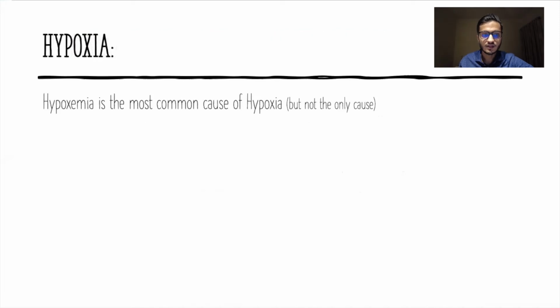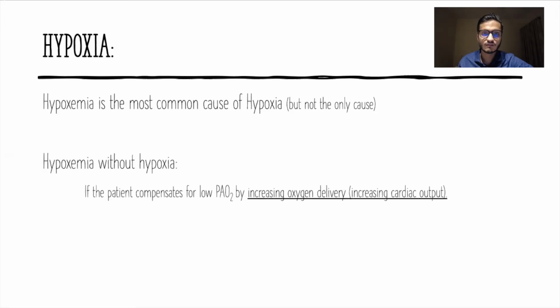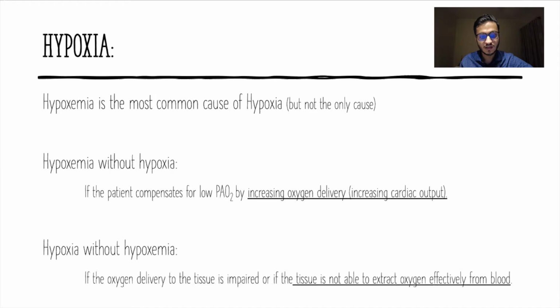Talking about hypoxia, as I've already said, hypoxemia is the most common cause of hypoxia, even though it is not the only cause of hypoxia. Because there are cases in which you can see hypoxemia without hypoxia, as in patients compensated for low PaO2 by increased oxygen delivery, that is by increasing the cardiac output. Whereas there are conditions in which you can see hypoxia without hypoxemia. That is in cases in which oxygen delivery to the tissue is impaired or the tissue is not able to extract oxygen effectively from blood.